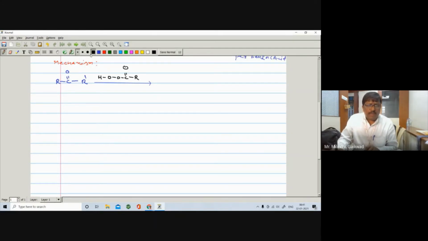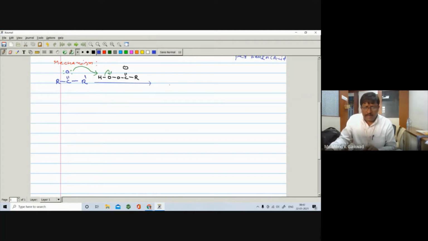Now this sigma bond will open on this oxygen. Oxygen gets negative and H gets positive. So this H positive undergoes protonation. You know the oxygen has two lone pairs. One of the lone pairs forms a bond with this H positive, right? And there is a formation of protonation of this oxygen.